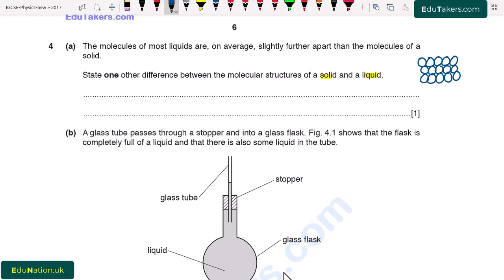So I write here the molecules of solid arranged in form of a lattice.